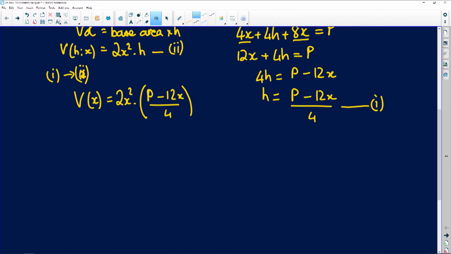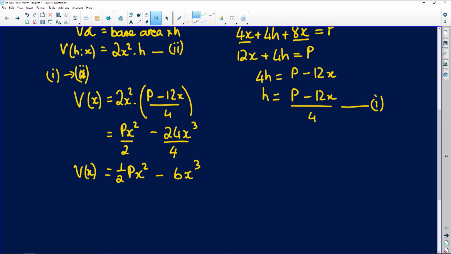Okay, so let's make some space here for ourselves. If I now distribute the 2 into the bracket, I get 2x squared p divided by 4. Now, folks, that will give me px squared divided by 2. 2 divided by 4 leaves a half in our answer. Now, 2 times the 12x gives me minus 24x cubed. That 24 is divided by the 4 to leave me with, let's write this as a half, px squared minus 6x cubed. That is the volume in terms of x. Phase 1 of our problem is done.